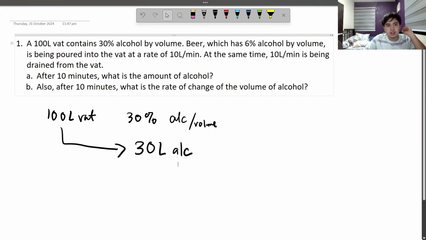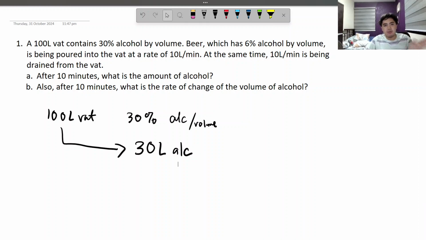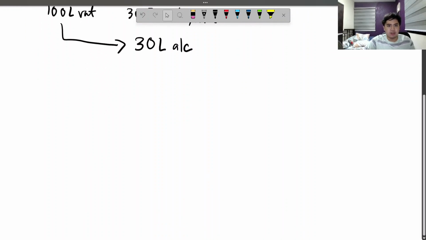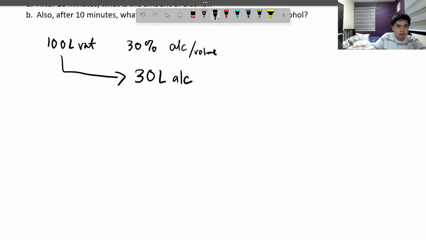Now, this is not an easy task to compute, but we can use differential equations to make things easier because what we are looking at is basically change, rate of change. Beer is being poured into the vat 10 liters per minute. That's rate of change. So it's easier to describe the amount of beer going in or the amount of alcohol going in terms of a differential equation. So let's set up a differential equation now.